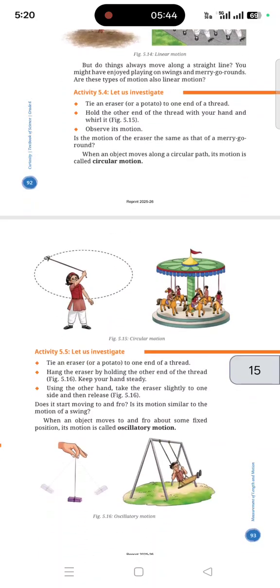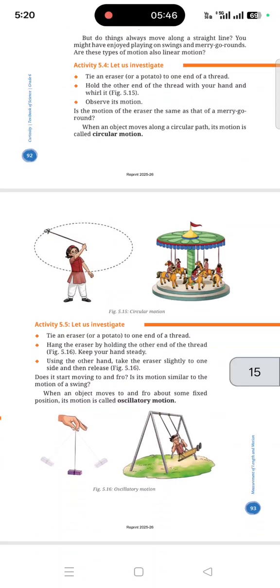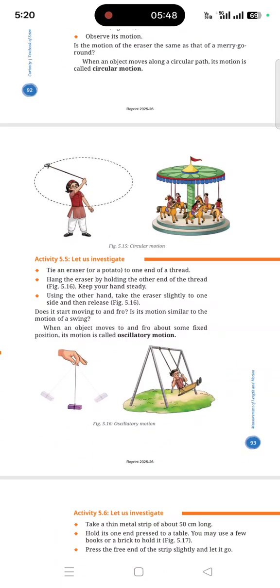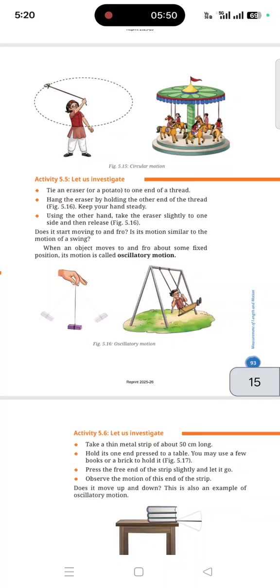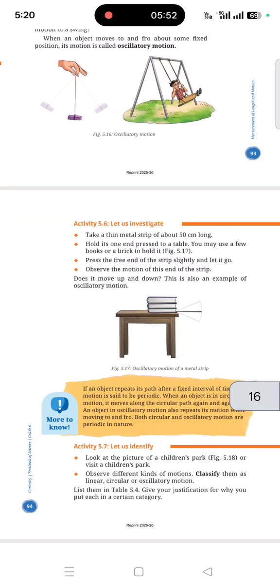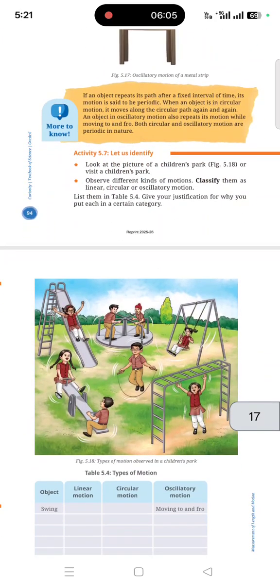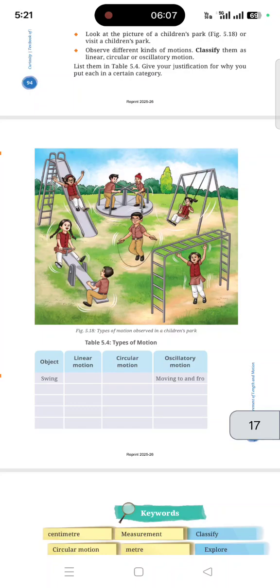The types of motion, if you observe, you can see here circular motion is given, oscillatory motion, that is more predominant in your pendulum clocks. Then oscillating motion of a metal strip, this kind of experiment you would have done in your class, where you place a steel scale on the table and some weight on that, and when you hit that particular steel scale, you can observe this kind of to and fro motion, that is said to be oscillatory motion.